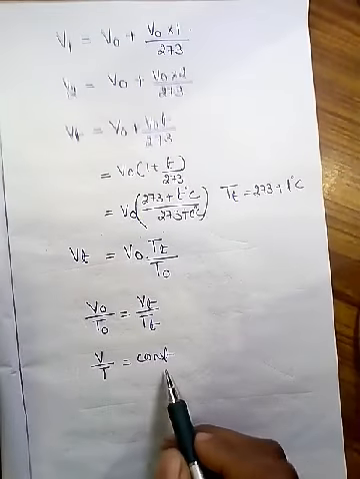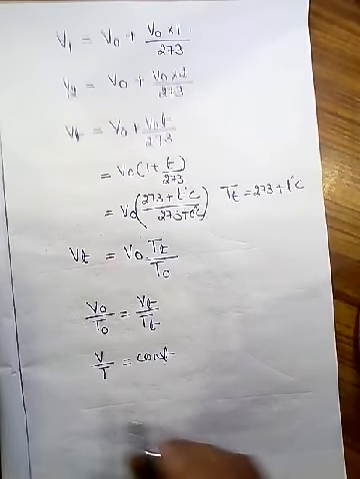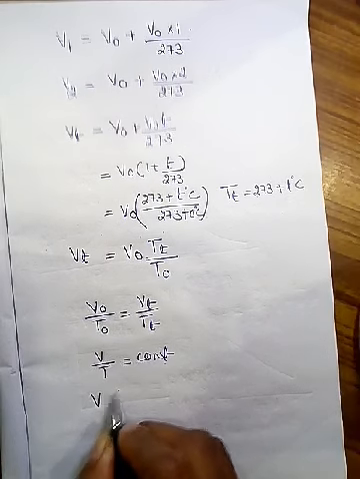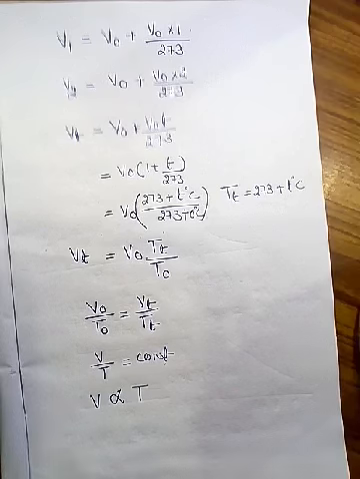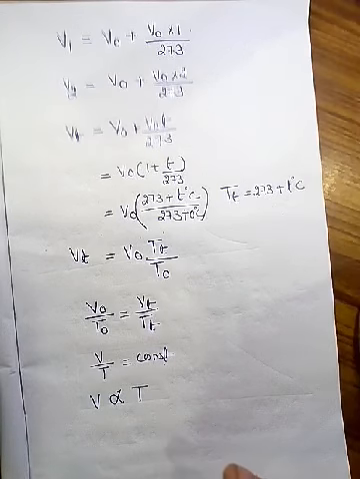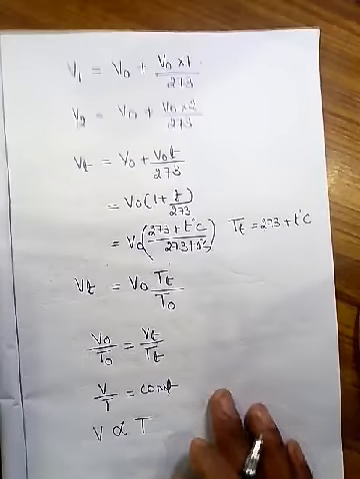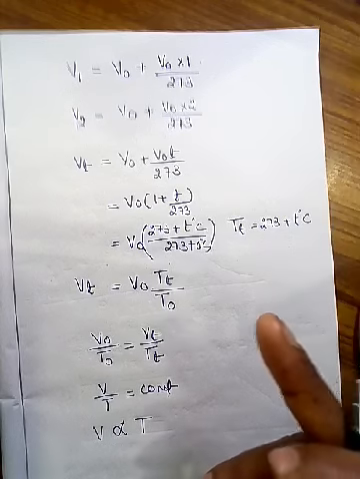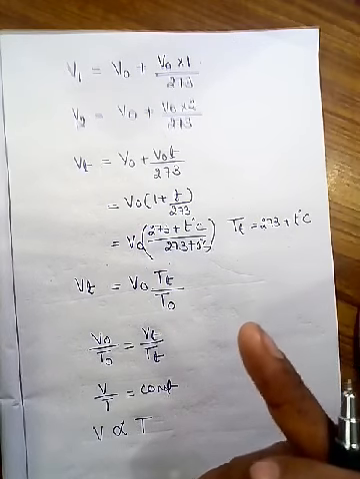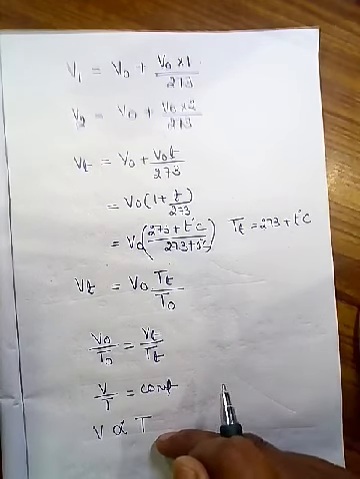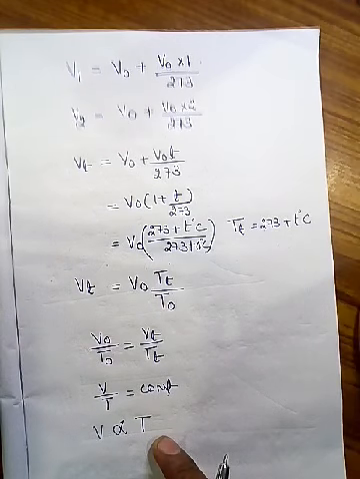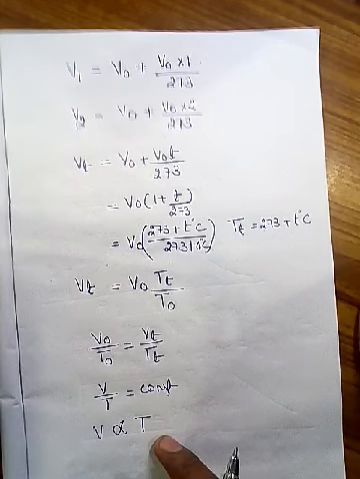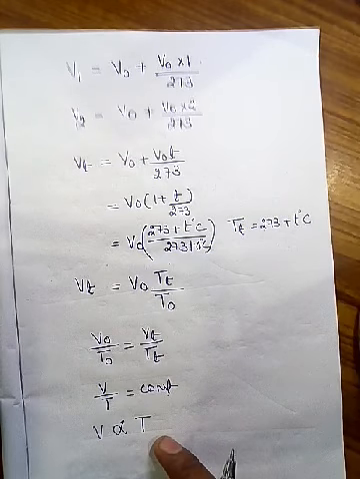Now V by T is equal to constant, or capital V, the volume, is directly proportional to the Kelvin scale of temperature. We started with the temperature in degree centigrade and we reached the temperature in Kelvin scale. Now we can plot the graph.